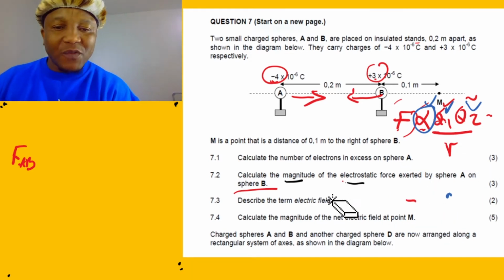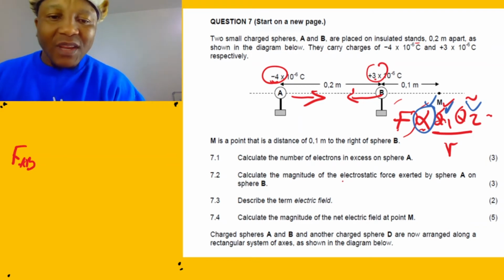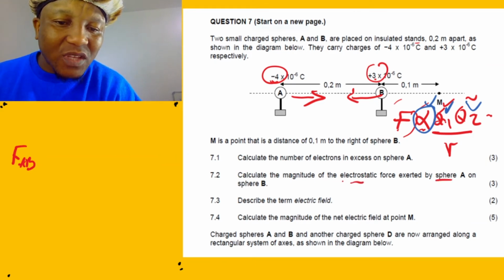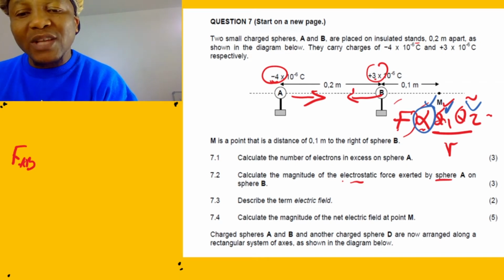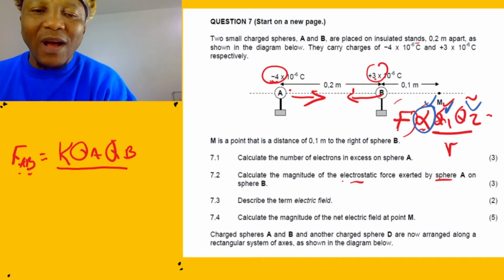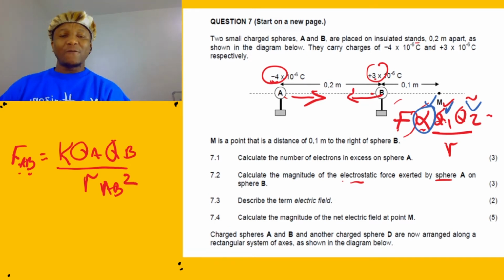So for this case here, 7.2, they say calculate the magnitude of electrostatic force exerted between sphere A and B. So electrostatic force of spheres A and B equals K times quantity of charge of A, quantity of charge of B, over the distance between A and B, squared. So we have all the information here.